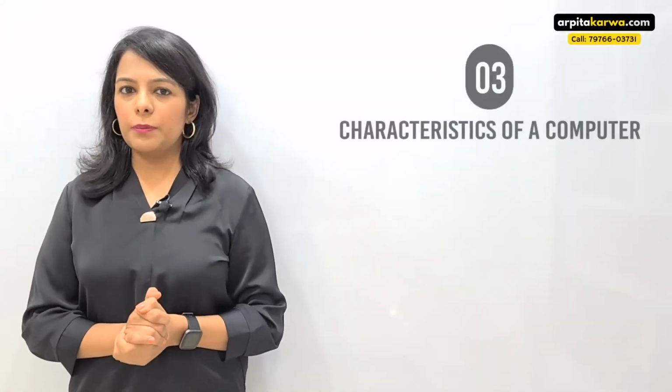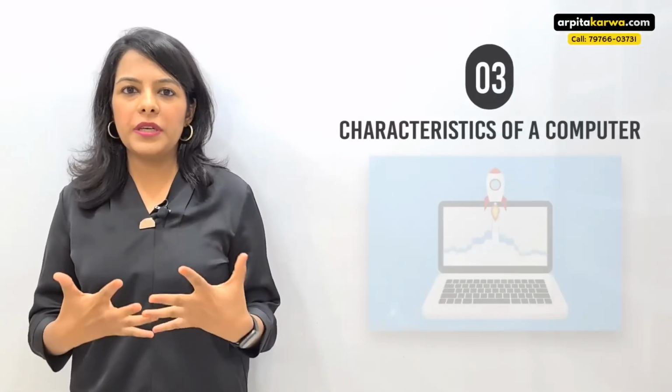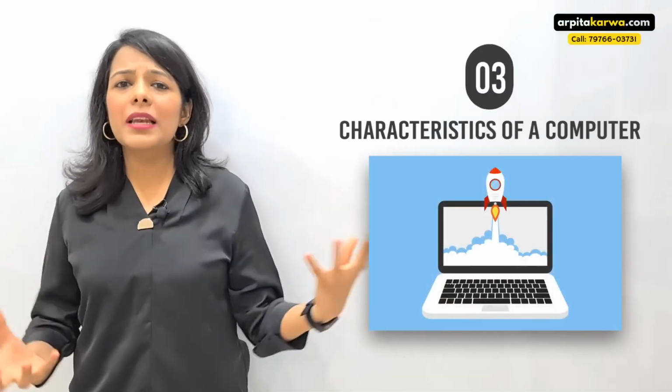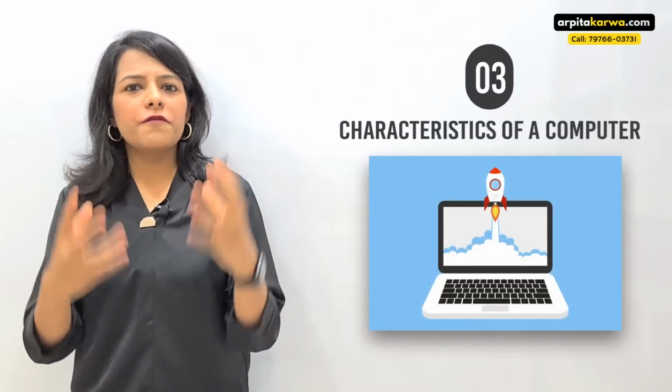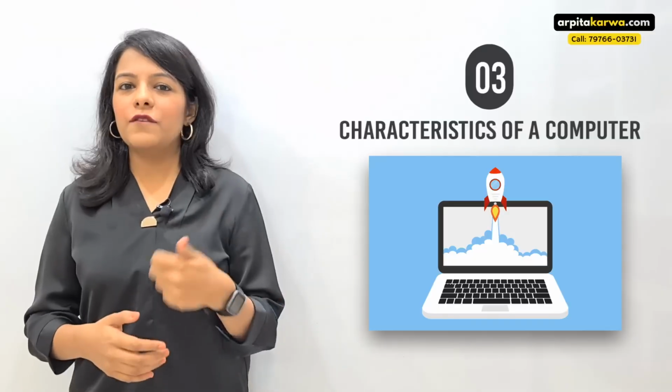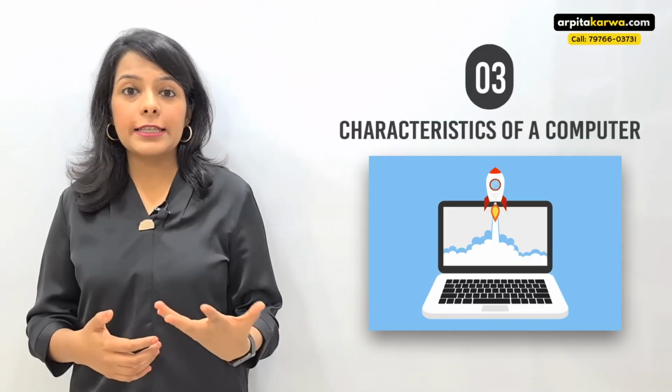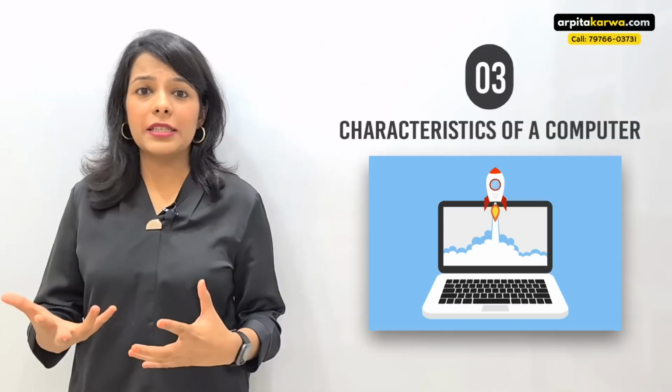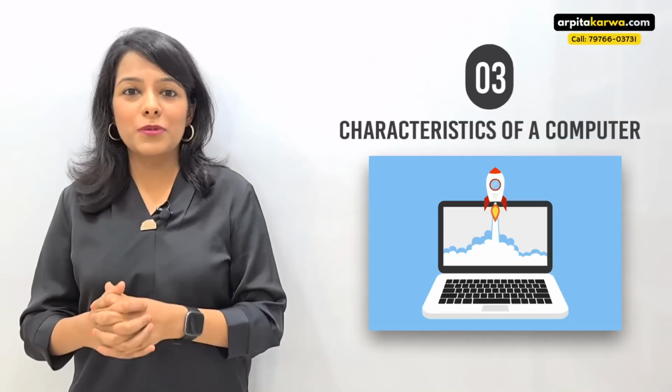Now let us look at certain important characteristics of a computer, because a lot of times you will find that they have asked you questions based on the characteristics. So make sure you don't skip this part. Now, when it comes to characteristics of computer, the first one is of course speed. Computer can process millions of information in fraction of seconds. Then we have diligence, we have versatility, we have accuracy, reliability as the characteristics of computer.